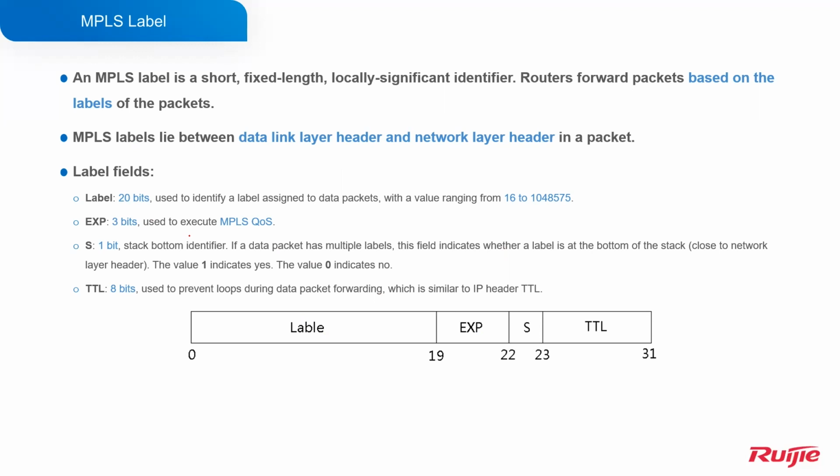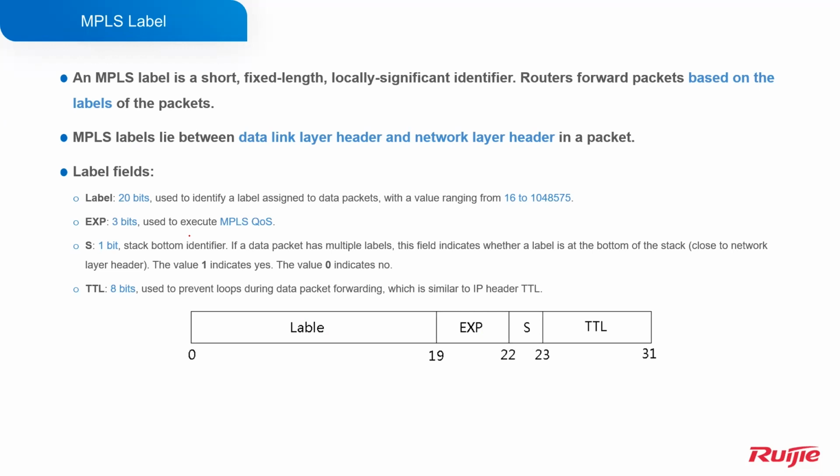The next part, EXP, is 3 bits long and used for MPLS QoS, the quality of service. If in your MPLS network you have different services, and the services need different priorities and different resources, in this scenario you can use the EXP part to indicate different values, different priorities.